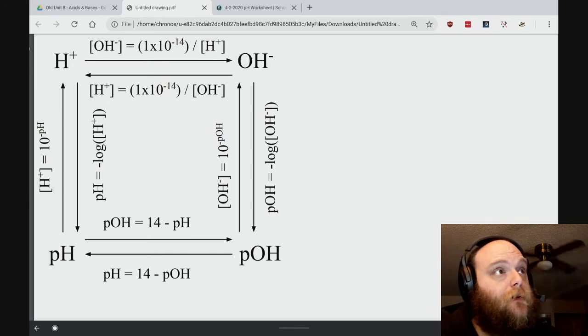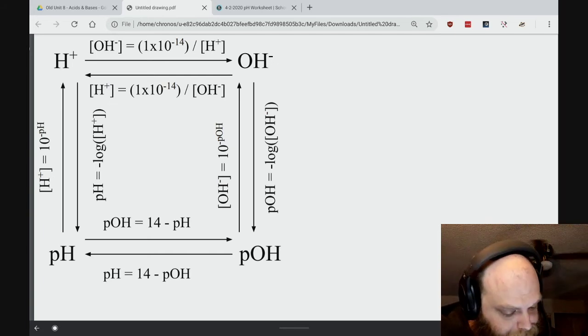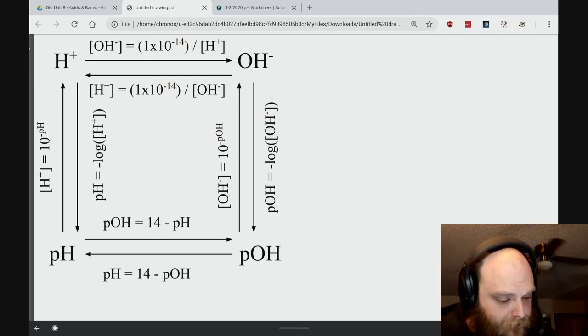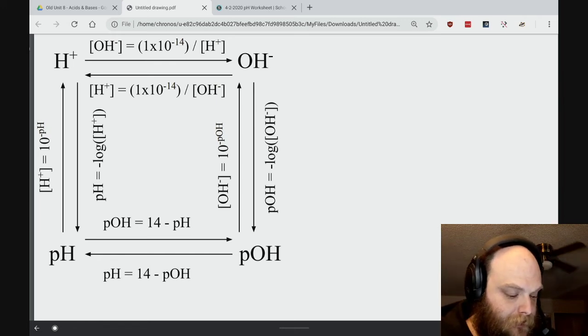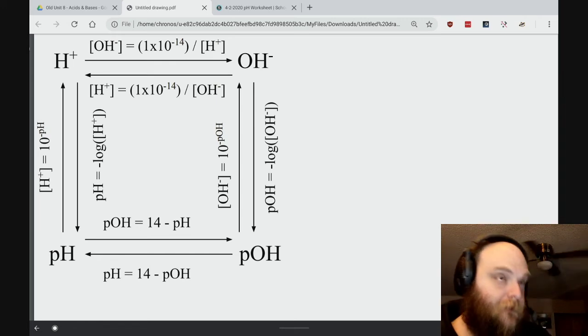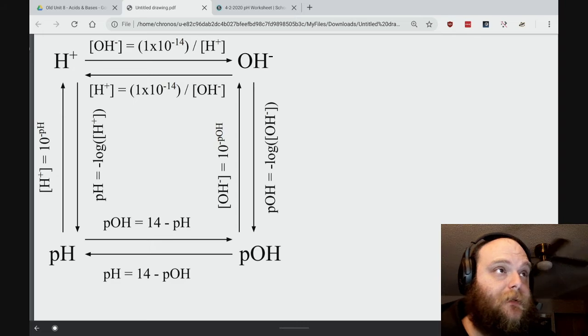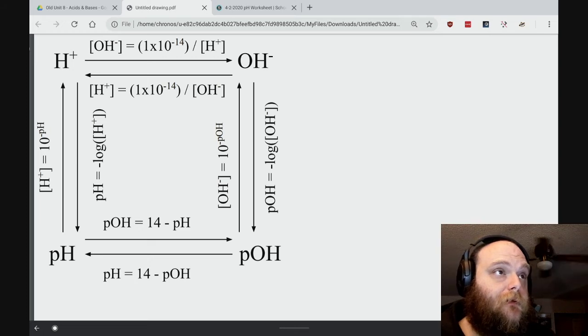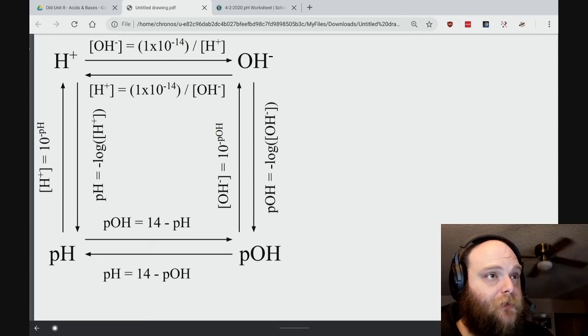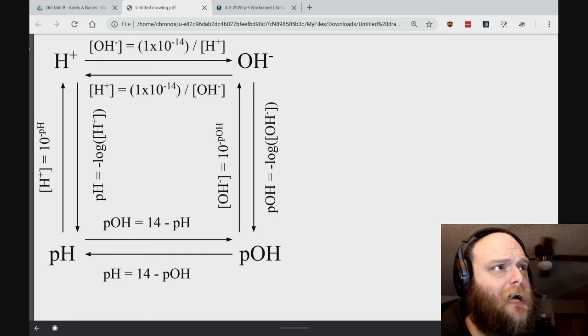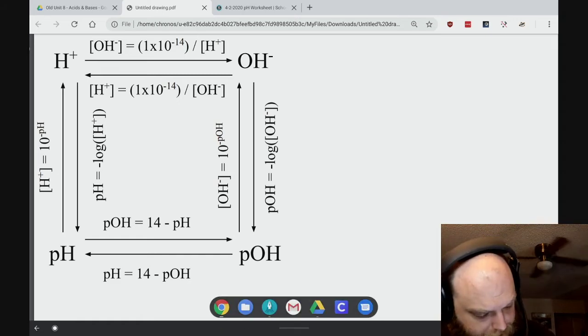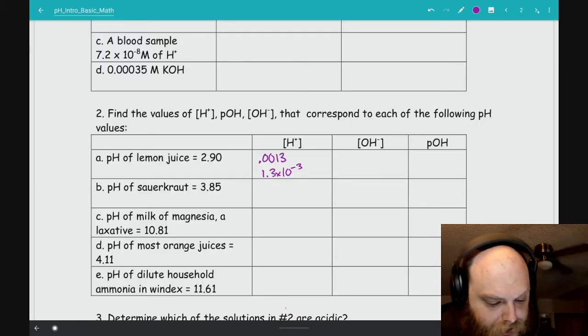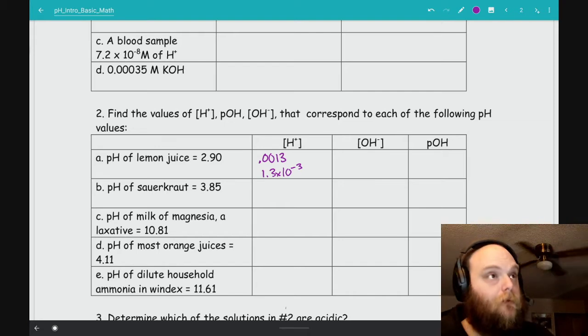So we go to our little handy dandy square, and we're trying to find the OH minus concentration. We can get that by calculating the OH minus concentration is equal to 10 to the negative pOH, or we can get it from negative log of the OH minus concentration. Do we have either of those? Do we have a pOH or a negative log of the OH minus concentration? No, we don't have that.